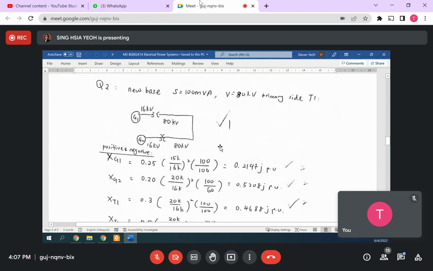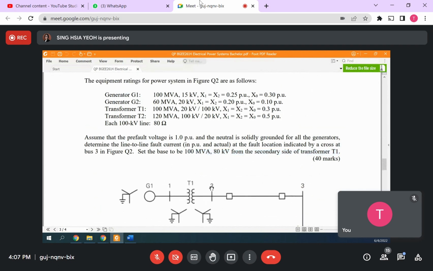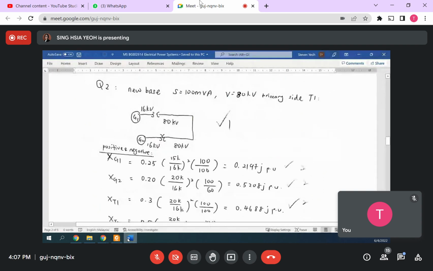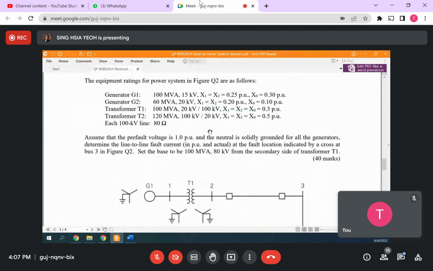And then question two. Question two, like this. Then they say set the base to be 100 MVA, 80 kV from the secondary side of transformer T1. So it should be from here. So that's why you have 80K from here. 80K I start from here, then step down to 16K.